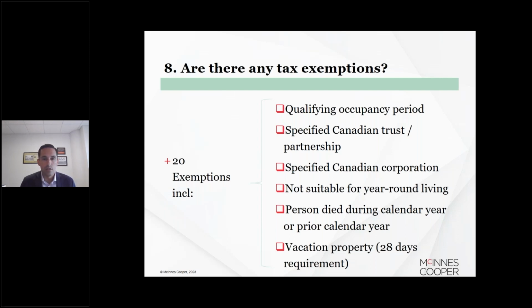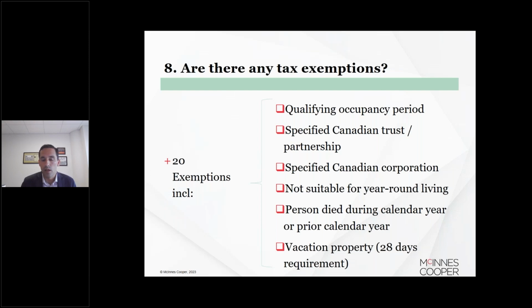And some of the key ones would be a specified Canadian trust or partnership. For the trust, if all beneficiaries and trustees are Canadian citizens, that would apply. And I do caution that a contingent beneficiary of a trust could put it offside for that beneficial interest test that applies under the Act.